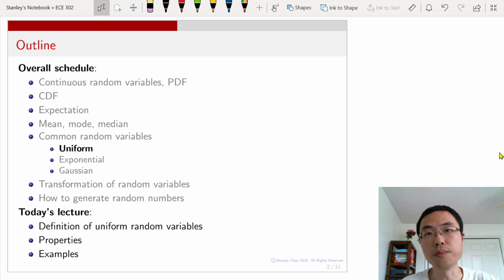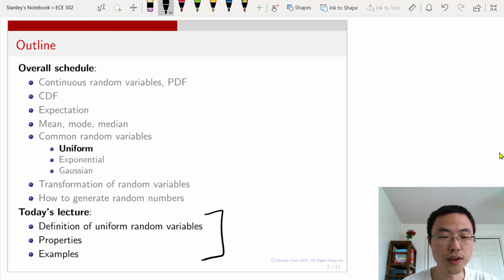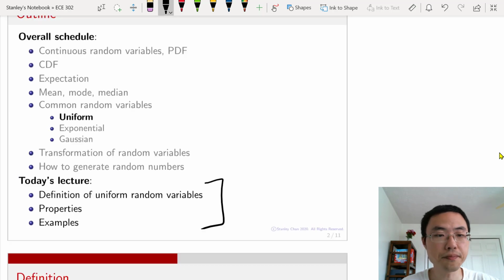The uniform random variable is a very special type of random variable that is very easy to understand because the PDF is just a straight line. However, using the uniform random variable, we will be able to see how all these concepts that we have learned so far are linked into a specific random variable. So today's lecture will focus on three things. We'll look at the definition of uniform random variables, we'll look at the properties of uniform random variables, and we'll look at some examples.